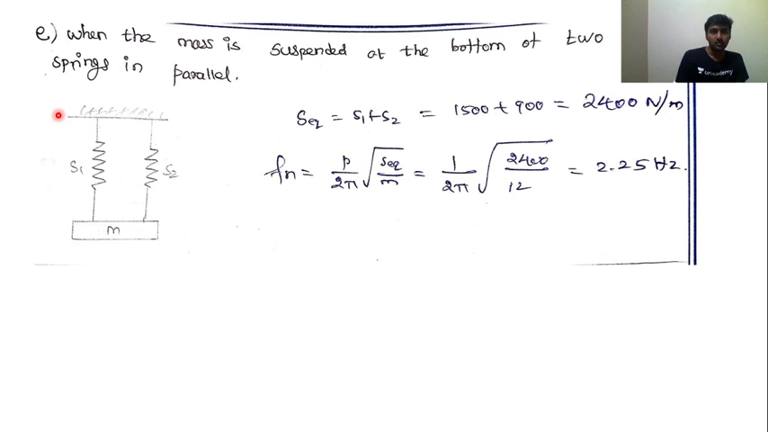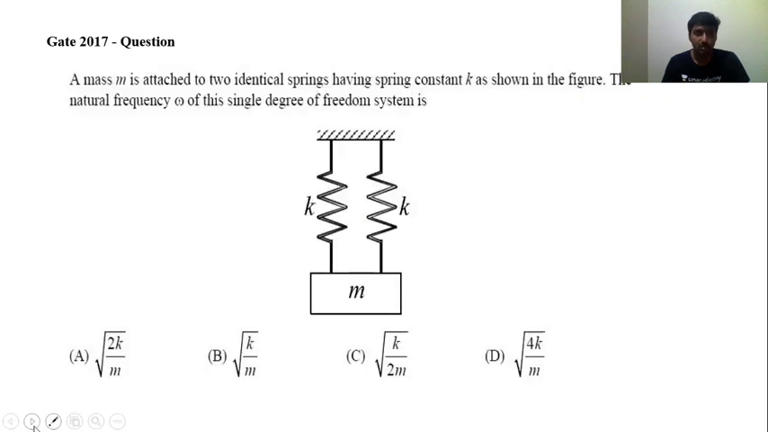Now the next one. The mass is suspended at the bottom of two springs in parallel. So again it is also a parallel connection. Then again S1 plus S2, where the spring stiffness values are added. Then substitute this value here. Then again the frequency is the same value. The same kind of question.